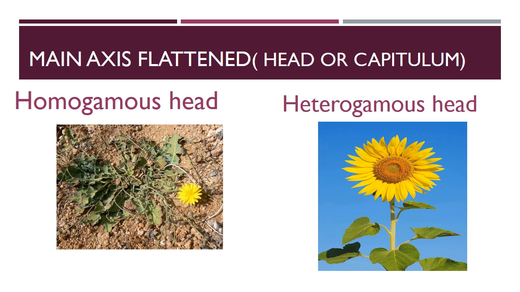A homogeneous head is an inflorescence that exhibits a single kind of floret. What is that? A single type of floret. The inflorescence has disc florets alone. For example, Vernonia is the best example for a homogeneous head. Then the heterogeneous head: the inflorescence possesses both types of florets. Example, Helianthus, which is the sunflower. So these two plants are similar but a little bit different. This is a homogeneous and this is a heterogeneous head.